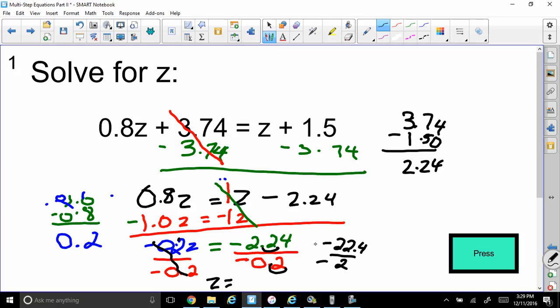Check out my video on division of decimals. Now I can divide negative 22.4 by negative 2. First thing, same signs give us a positive when we divide. 2 divided by 2 gives me 1. 2 divided by 2 gives me 1. Put down my decimal point. 4 divided by 2 is 2. So my answer is going to be positive 11.2.